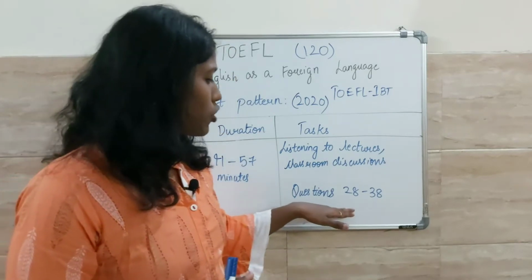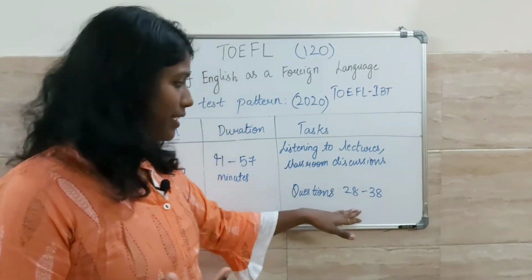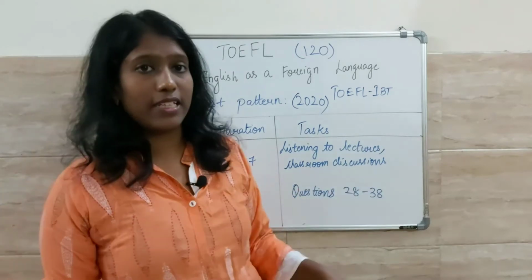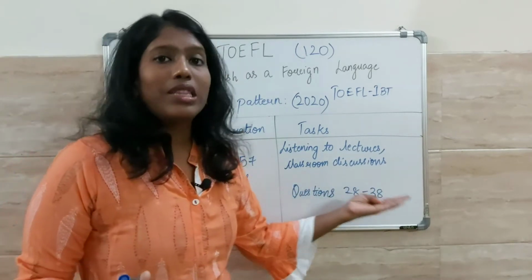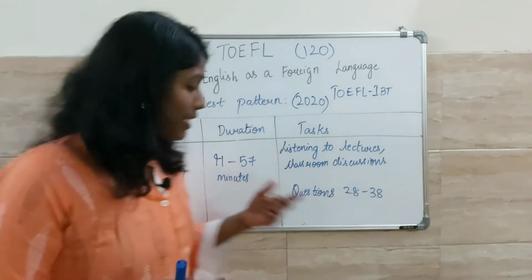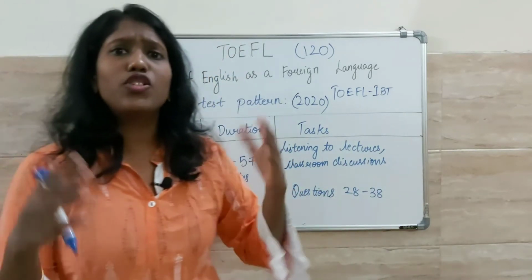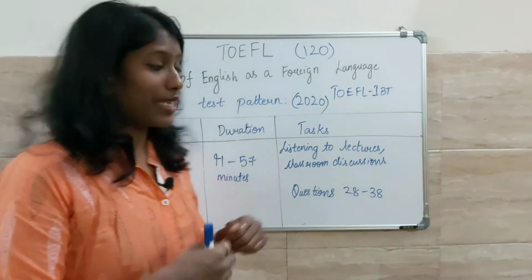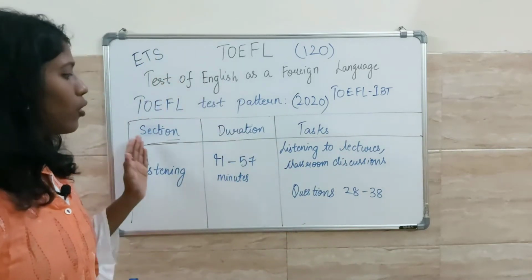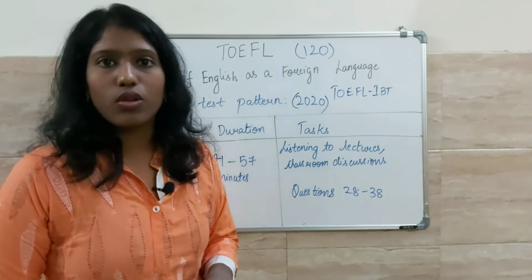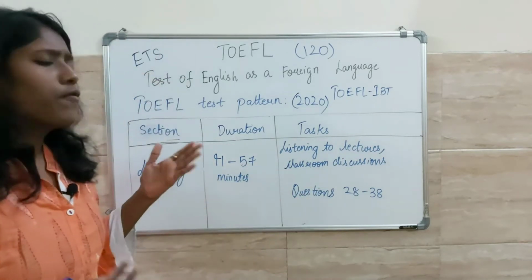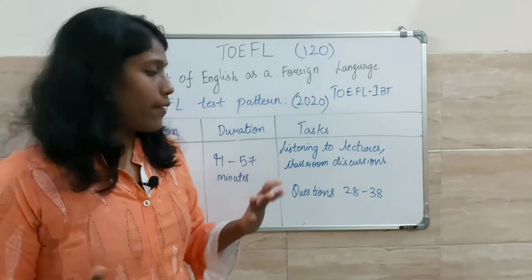And what is the number of questions that you will have to answer in the listening section? That is 28 to 38. That means you will have to answer 28 to 38 questions in this listening section. And what is the duration for this skill? The duration for this section is 41 to 57 minutes.